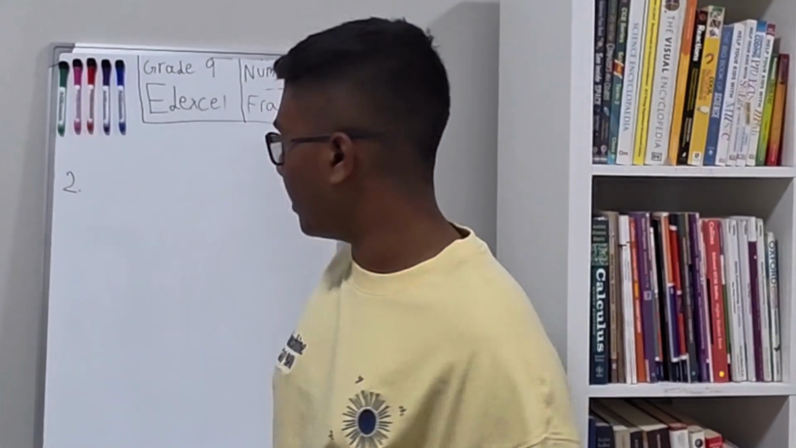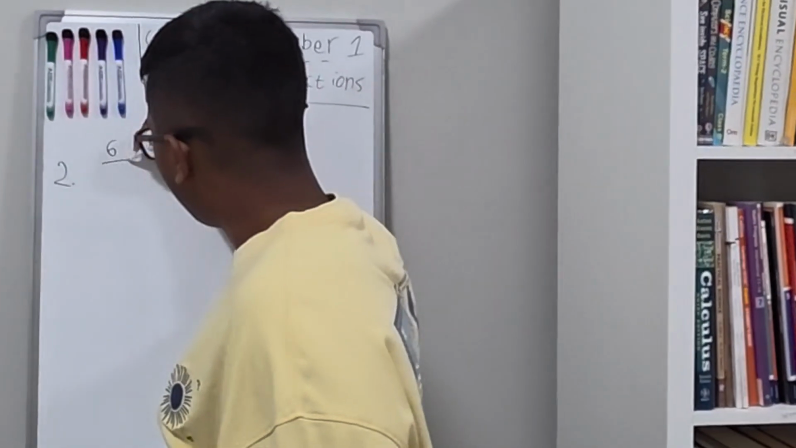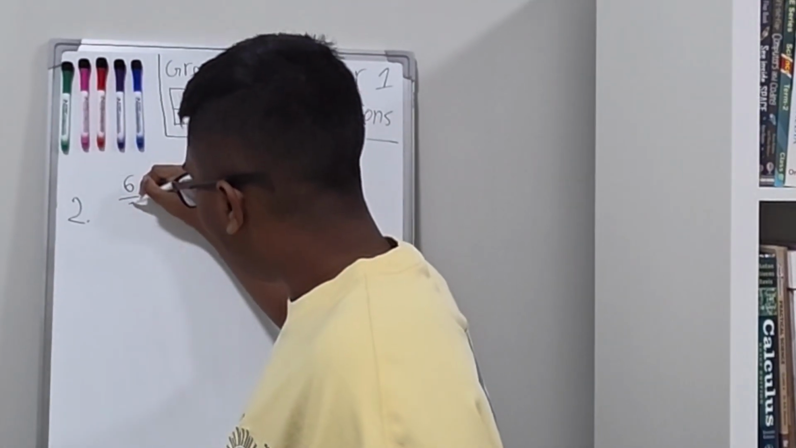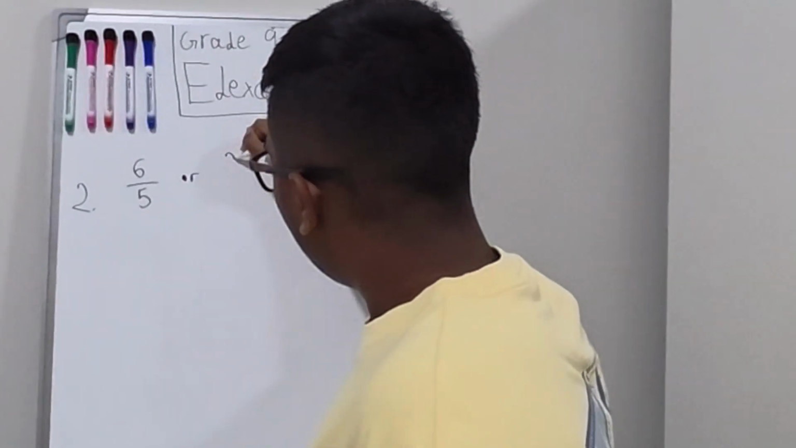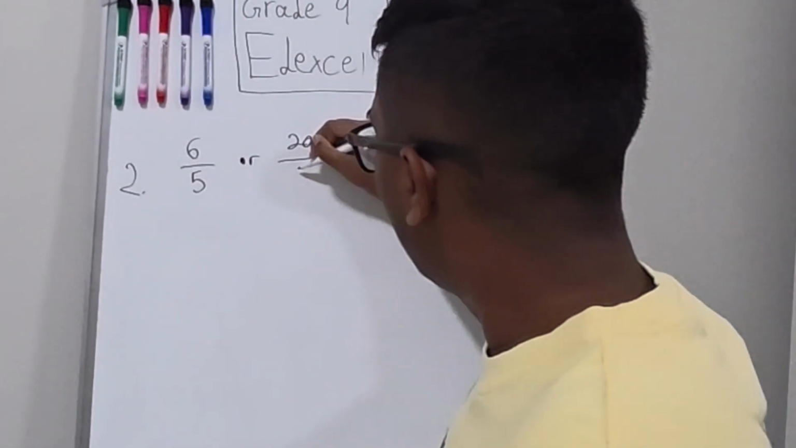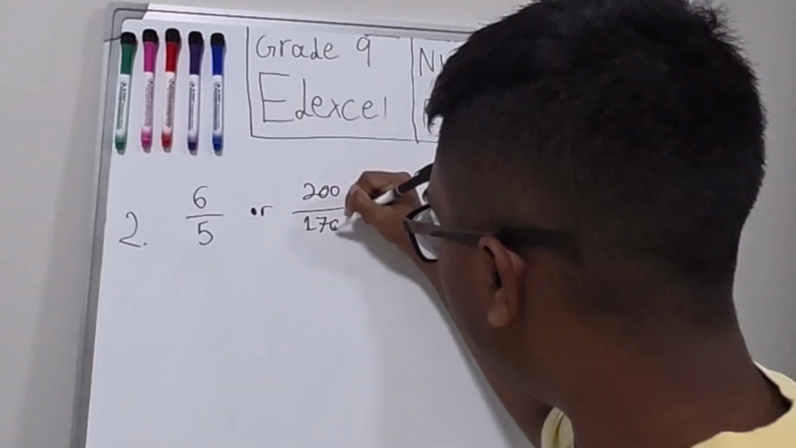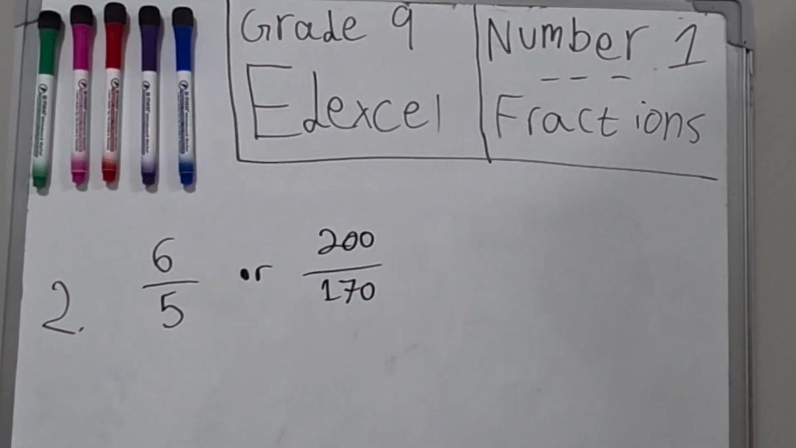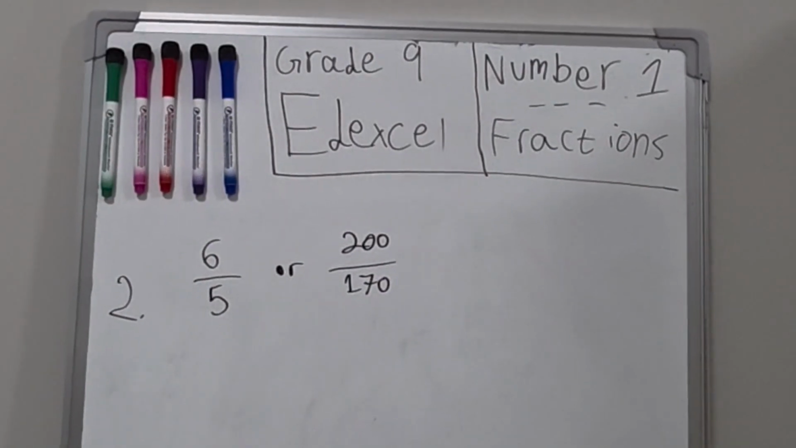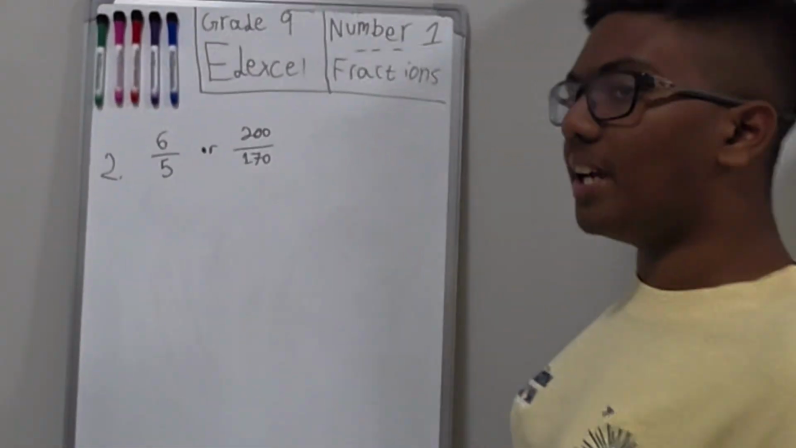The second type of fraction, improper fractions. These are fractions where the numerator is greater than the denominator. For example, 6/5 or, let's say, 200/170. In both of these examples, these are improper fractions, mainly based on the fact that their numerator, the top value, is greater than their denominator, the bottom value.